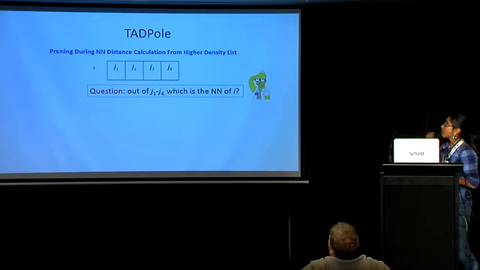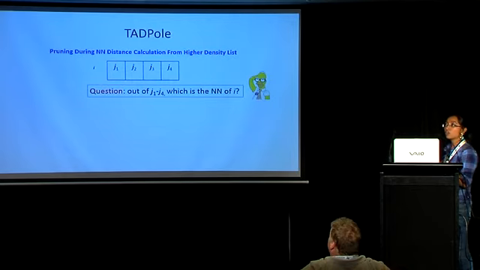The next step is we do some pruning during nearest neighbor distance calculation from the high density list. I won't be going into too much detail, but I'll give a very high-level overview of what we do in this step. Suppose we have item I here, and J1 to J4 are all on the high density list compared to object I.